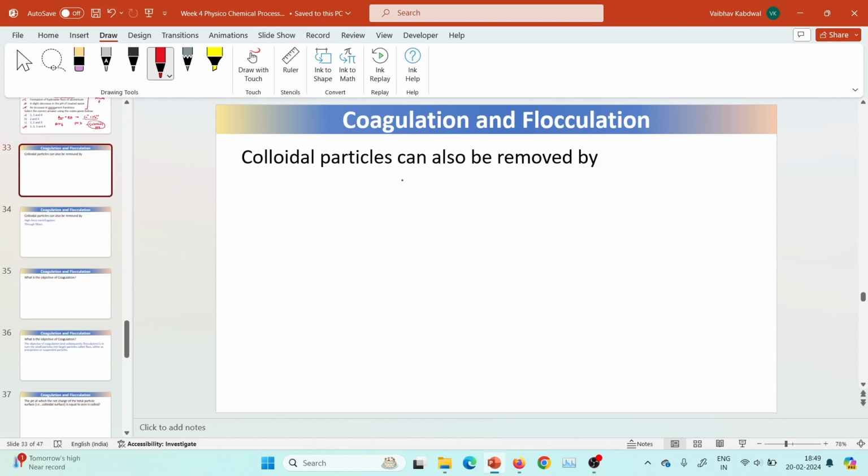Colloidal particles can also be removed by. Think, how can colloidal particles be removed?